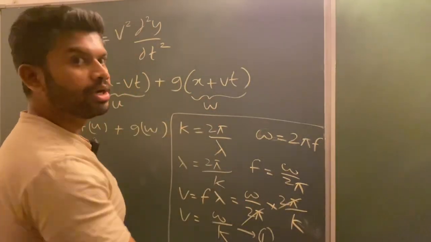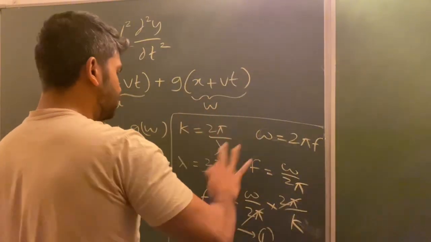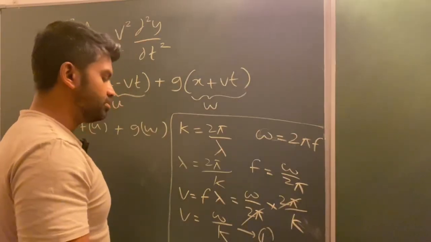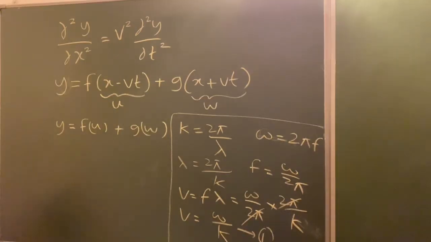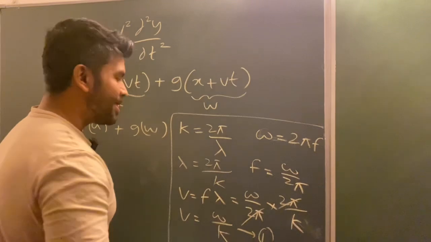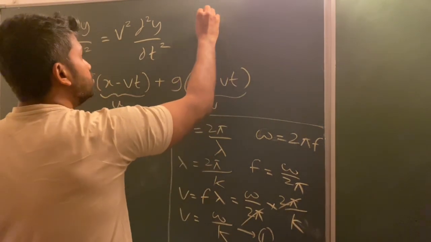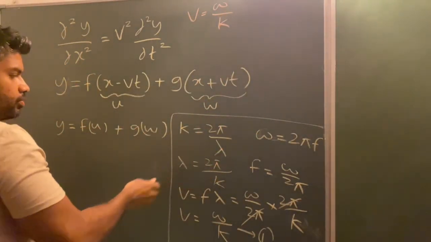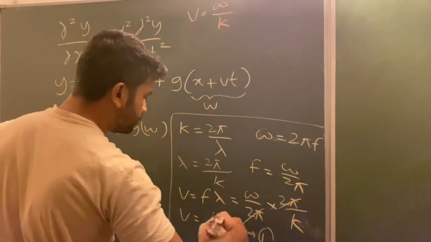So I need more space, guys. I'm sorry I had to erase this part, as I need more space. If you really want to take this down, you can pause my video and take this down in your book or somewhere else. I'm going to erase this part, as I have to use this space for something more interesting. But this is very important. I will write it over here: velocity is equal to omega over k. So the same equation has been turned into something written in omega and k.